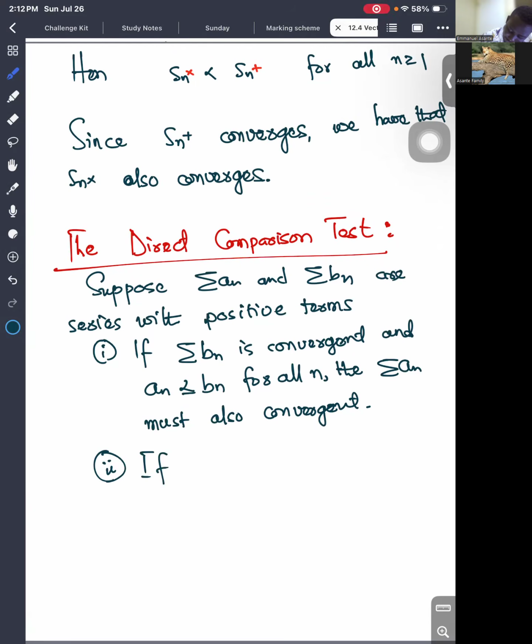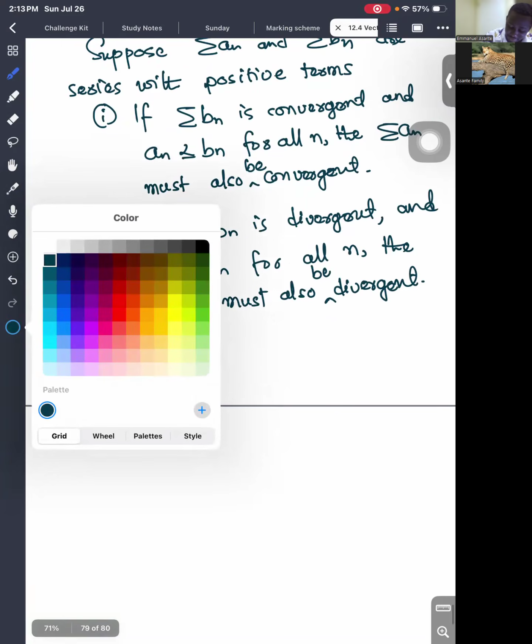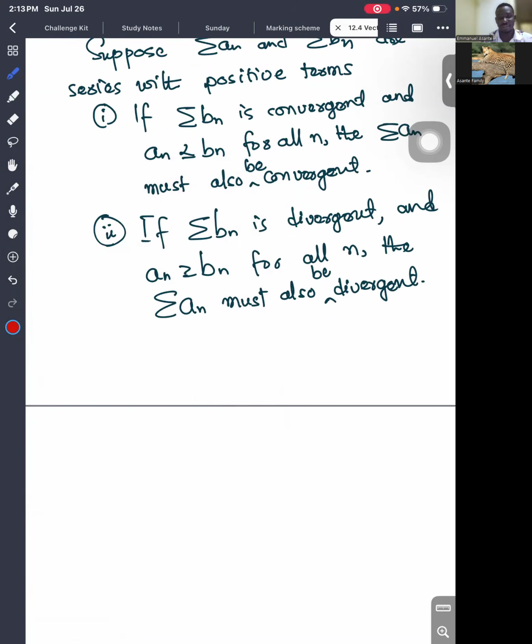So if sigma Bn is divergent and An this time is greater than Bn for all n, then sigma An must also diverge. There you have it.